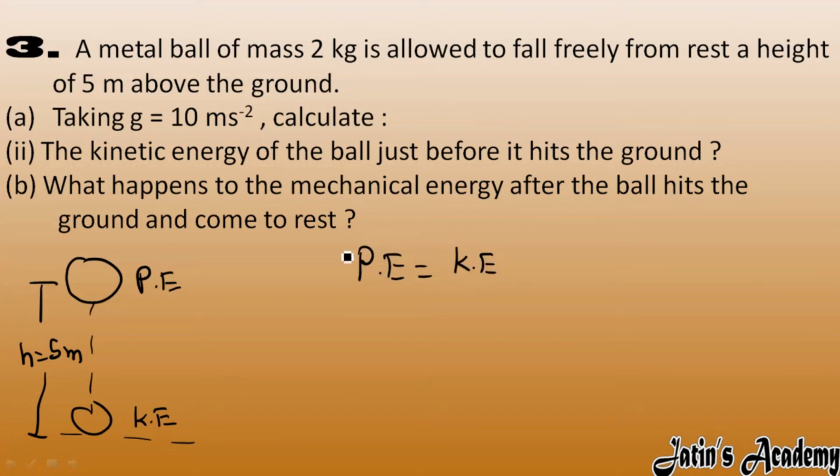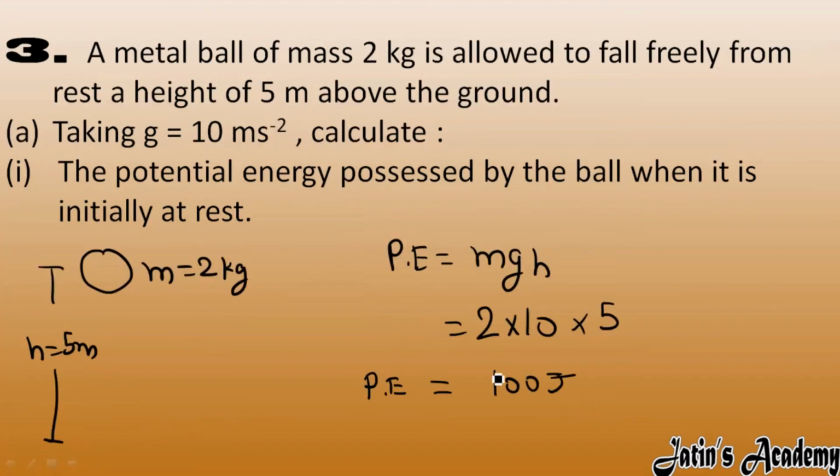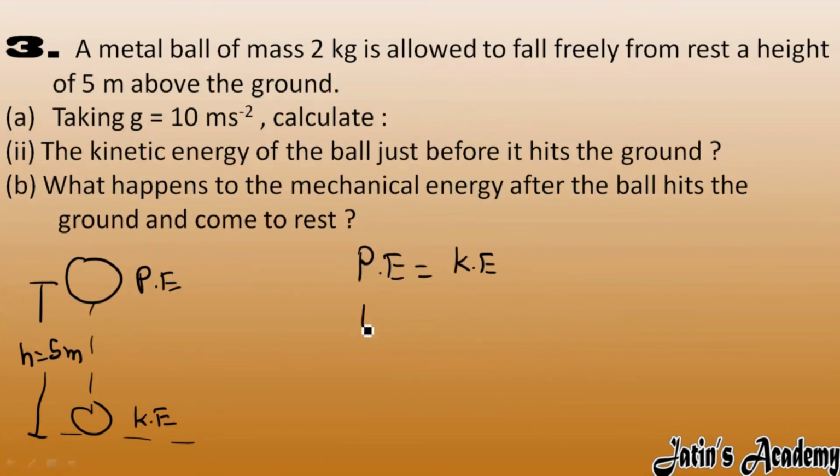The potential energy we have already calculated in the previous part, that is 100 joule. Just substitute the value, and the kinetic energy is the same. So here we got kinetic energy as 100 joule. So the kinetic energy of the ball just before it hits the ground is 100 joule.